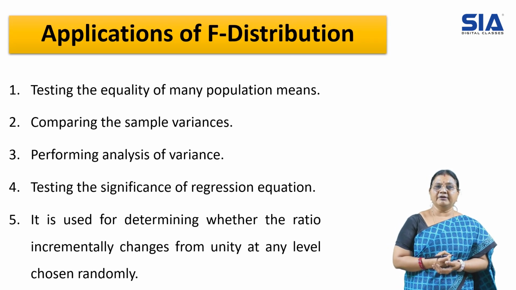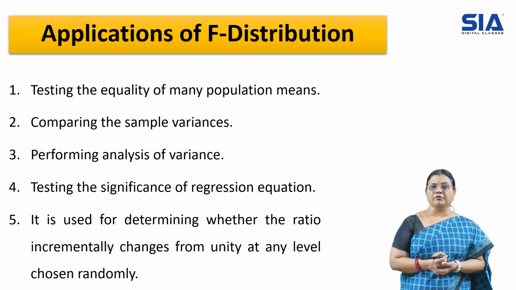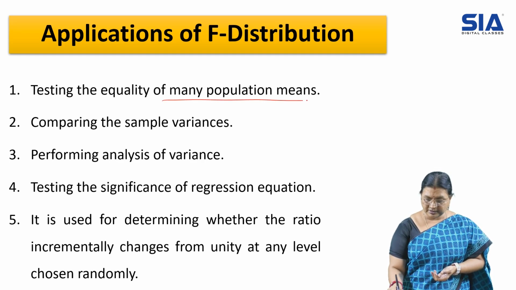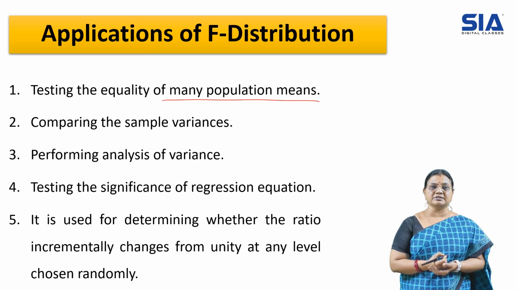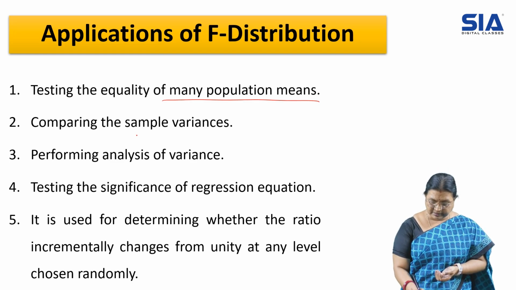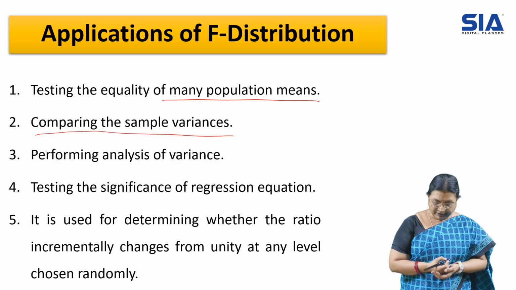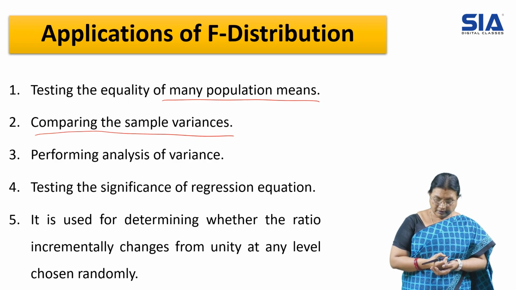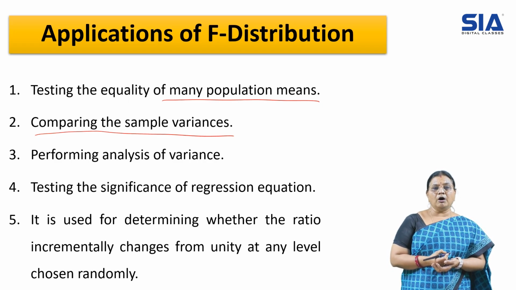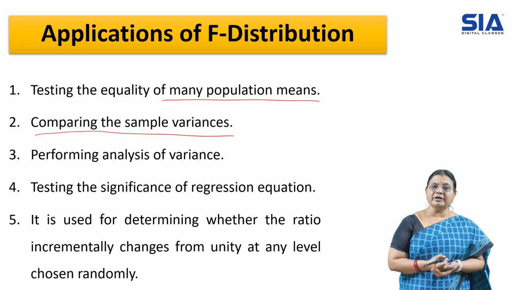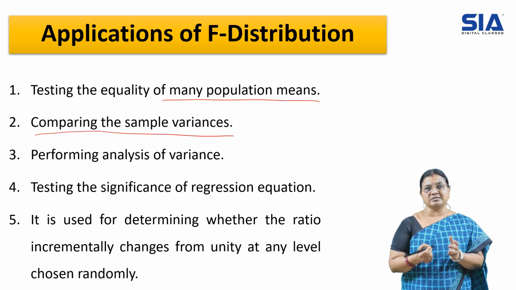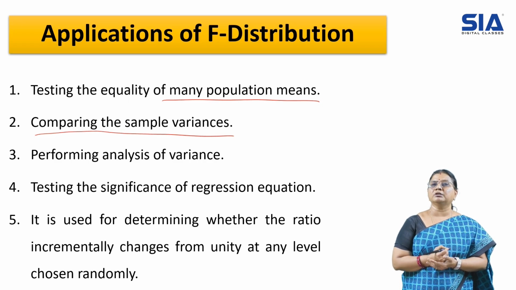Then the applications of the f-distribution: testing the equality of many populations, whether they are equal or not, whether there is a relationship or not. Then comparing the sample variances, that is the difference of the samples. Then performing analysis of variance. Then testing the significance of the regression equation, and it is used for determining whether the ratio changes from unity at any level chosen. So we use this f-test for testing the association or the difference of the variables.